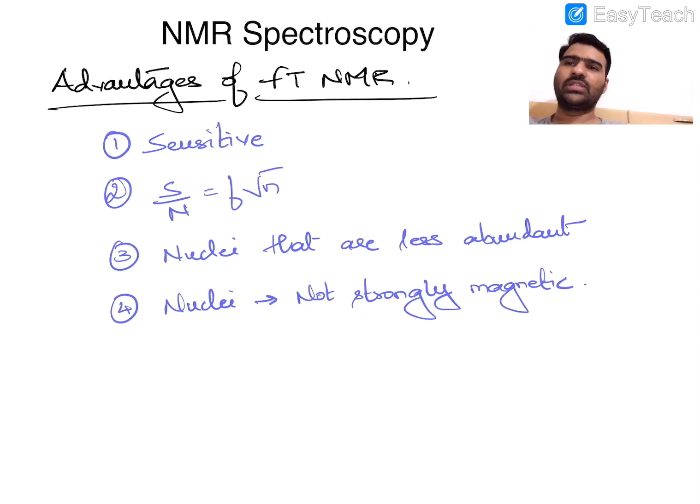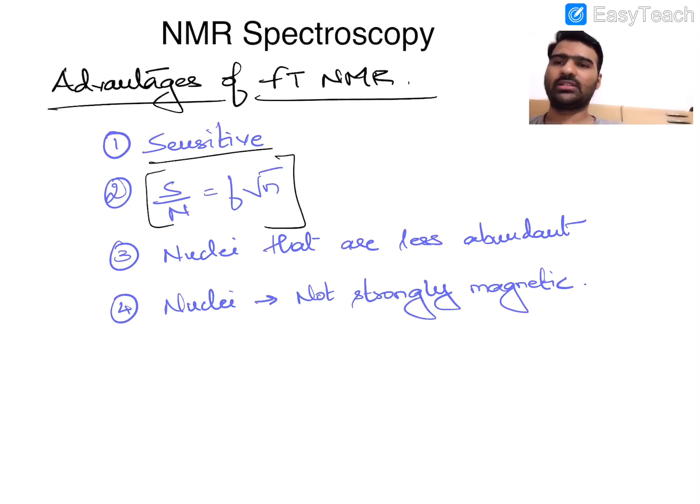Now, what are the advantages of using FT NMR over continuous wave NMR? The first advantage is that FT NMR spectrometers are highly sensitive as against continuous wave NMRs. Also, the signal to noise ratio is improved because the number of scans that can be taken over the same period of time is much more in case of FT NMR, because a scan is complete in a very short span of time as against a continuous wave NMR.